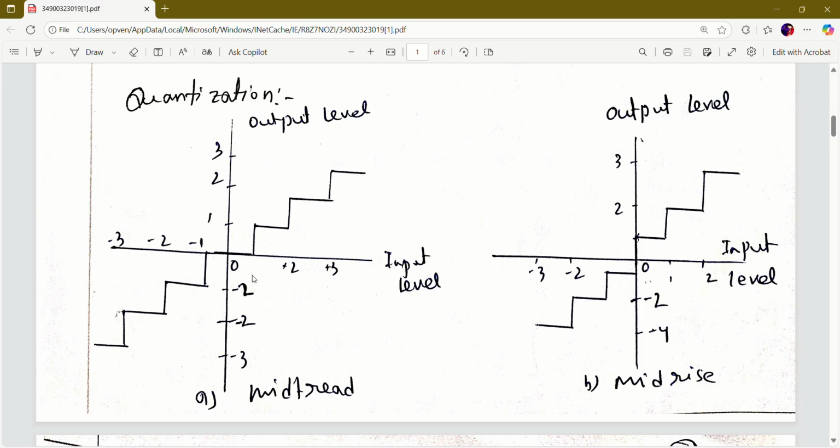Here we can see from the graph that there are two types of quantization. One is mid-tread, another is mid-rise. In mid-tread quantization, 0 lies in the middle of a quantization interval, and in mid-rise, 0 lies on the boundary between two intervals.